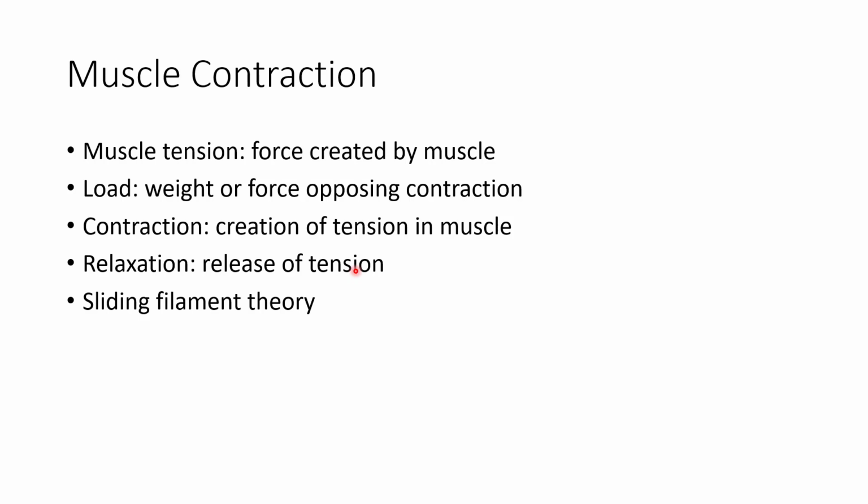So if I contract my bicep when I'm doing an arm curl, right, the amount of weight that I am able to lift, that is the load that is counteracting the tension I am generating by contracting my bicep. So when we contract the muscle, that's what causes that tension in the muscle, that sliding filament theory, in which we have the actin and the myosin sliding past each other, and we're shortening the muscle fiber. That creates the contraction. Relaxation would then be the release of that tension when those filaments slide back and forth.